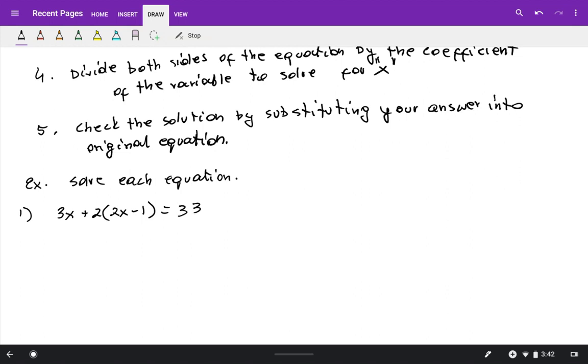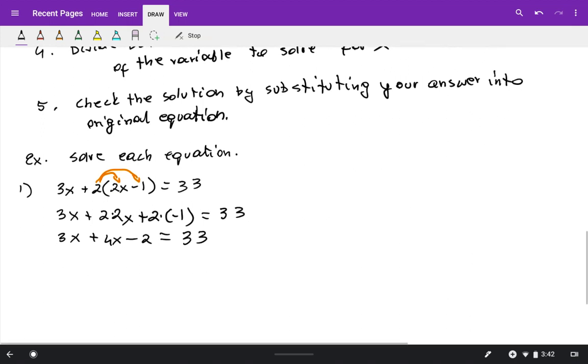First, I have to remove the parentheses, so we will use the distributive property. So we're having 3x plus 2 times 2x plus 2 times negative 1. So I multiply 2 by 2x and 2 by negative 1, equal 33. Let's simplify. So we have 3x plus 4x minus 2 equal 33.